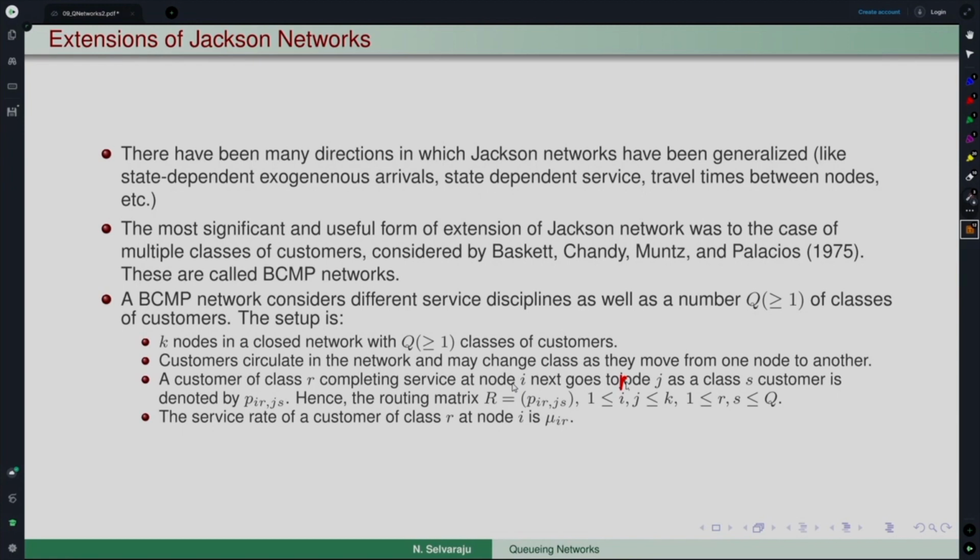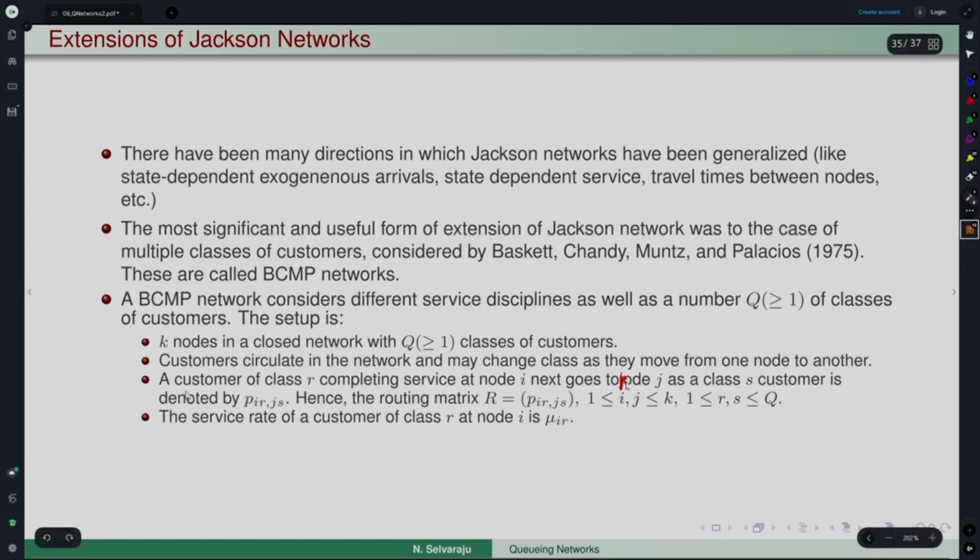Maybe you can look at it in some manufacturing or production setting. Some processes might have come, some process might have come. After that, when you put them together, this brings out some other classes it might go to, depending upon what had happened, right. So, the classes changing is also a relevant feature in many situations. BCMP considers such a scenario, that customers may change class as they move from one node to the other.